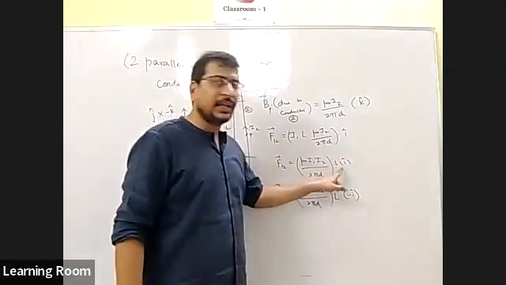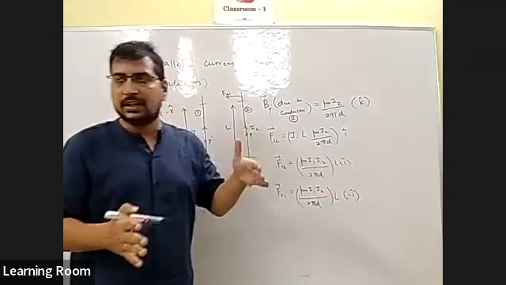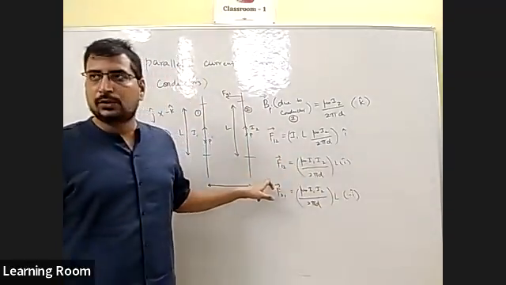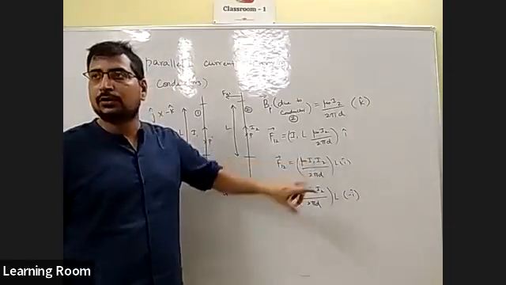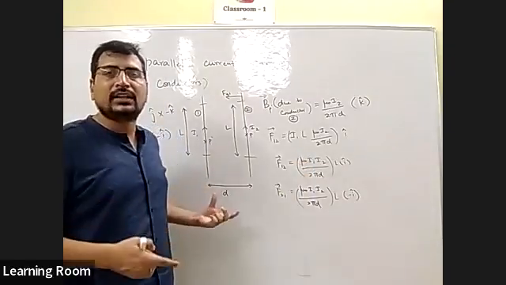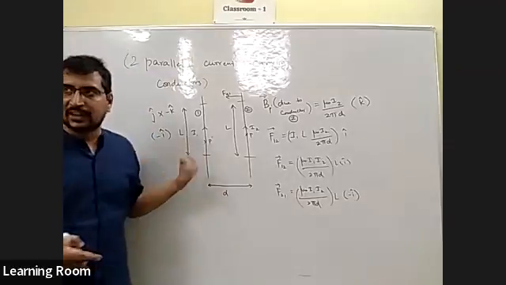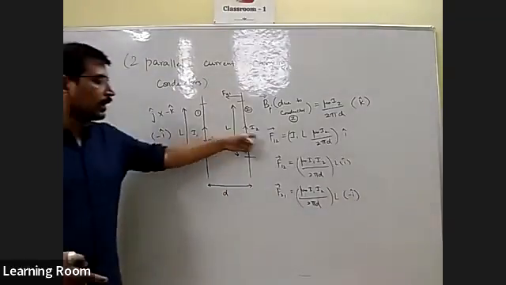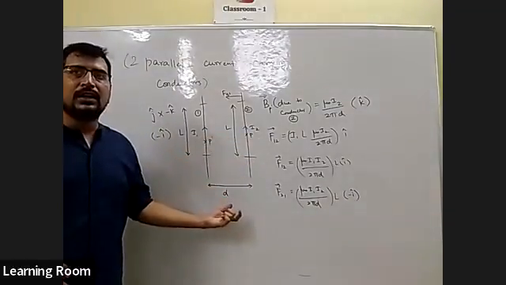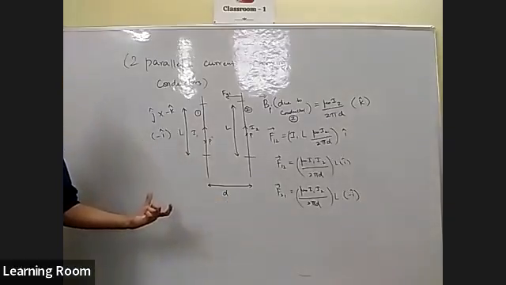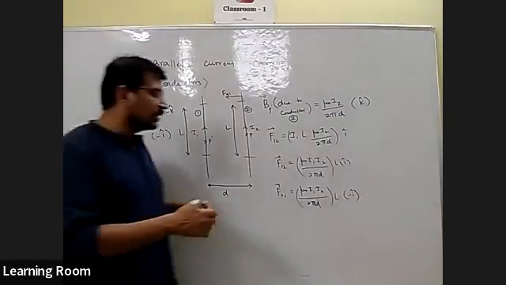Means I need to bring this L to the left hand side so that I'm able to get the expression only in terms of I1, I2, and the distance of separation. Because that is what we considered at the beginning. I1 and I2 were considered, and d is taken as the distance of separation. Correct? So are you able to understand this point?